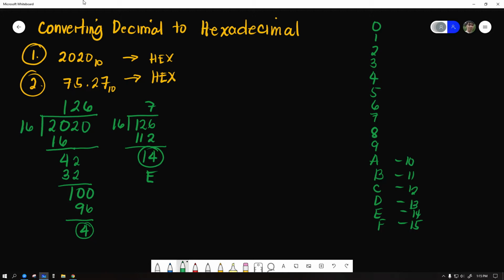Then our quotient is still not 0, so we need to divide that again by 16. This time it is not divisible by 16. It will yield a fractional part, so you have 0, then you have a remainder 7. So you read it backward. The equivalent of 2020 in hexadecimal is 7, E, 4, base 16. Okay, so that is your answer.